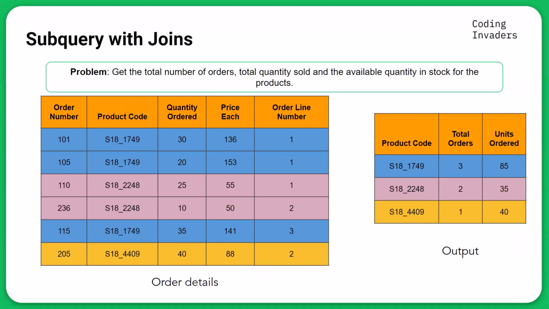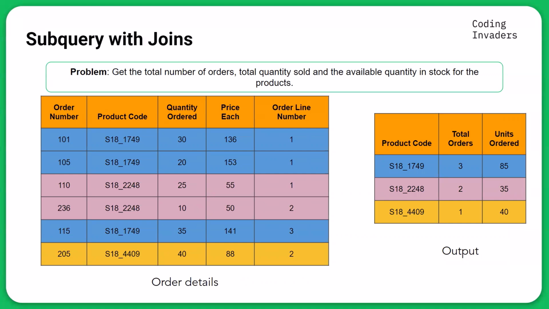Similarly goes for the second product, that is S182248. It has 2 orders and the total units ordered is 35. The last product is S184409, which has only 1 order and the total quantity sold is 40.